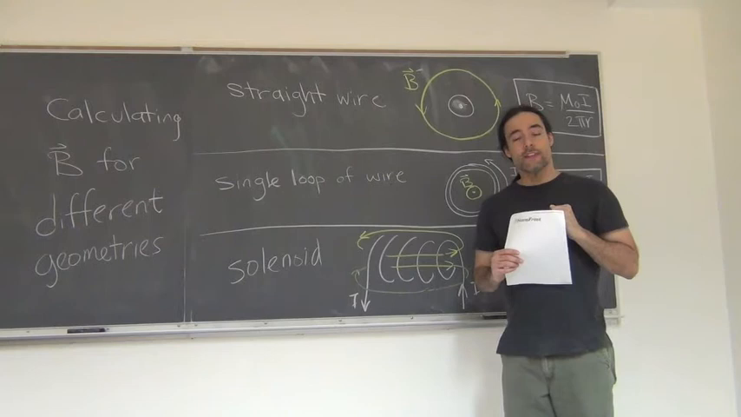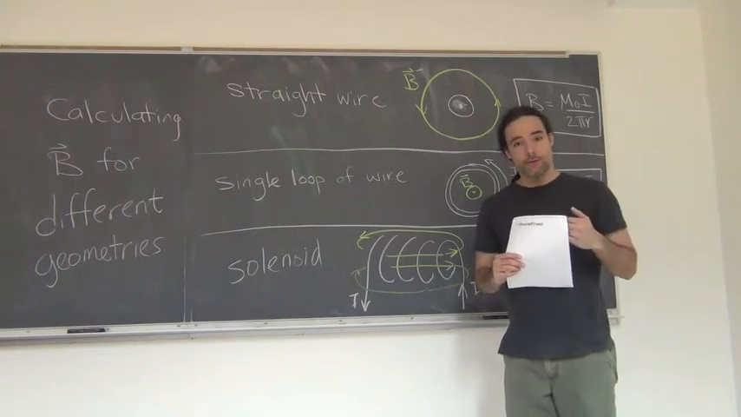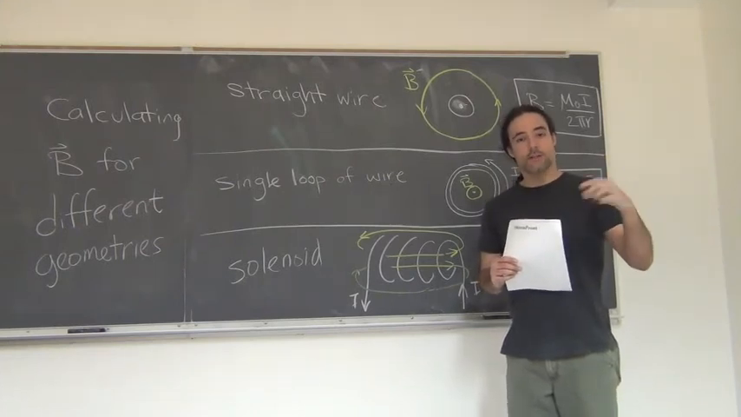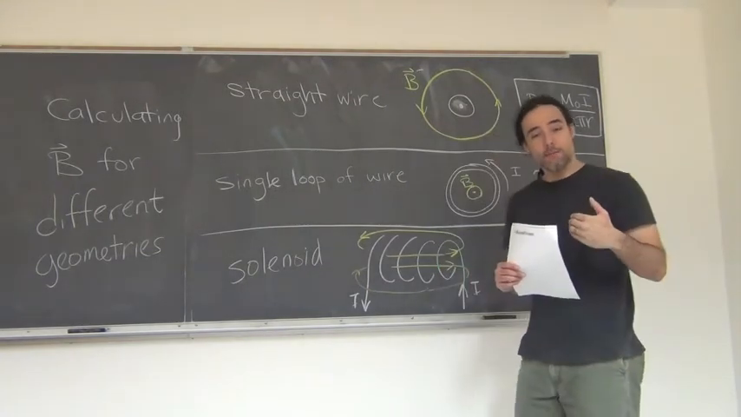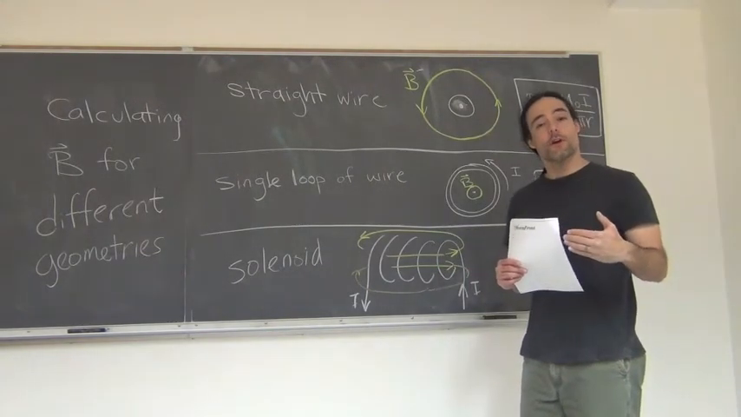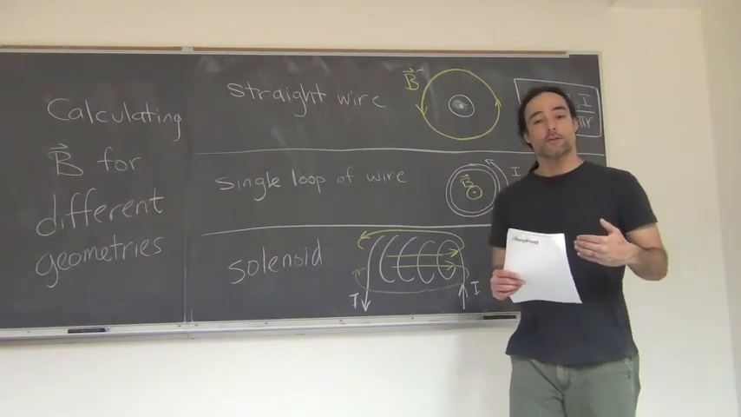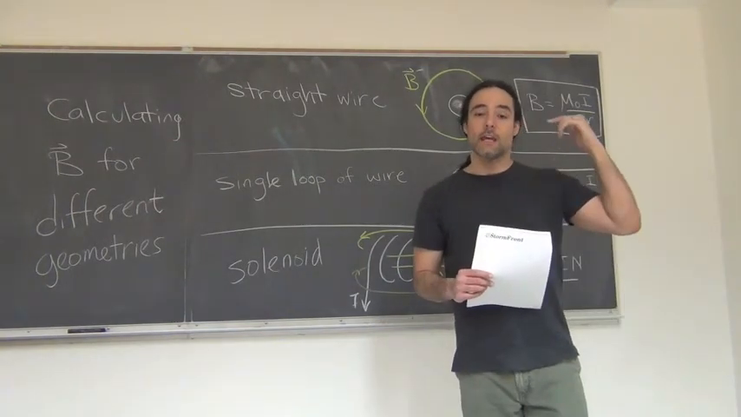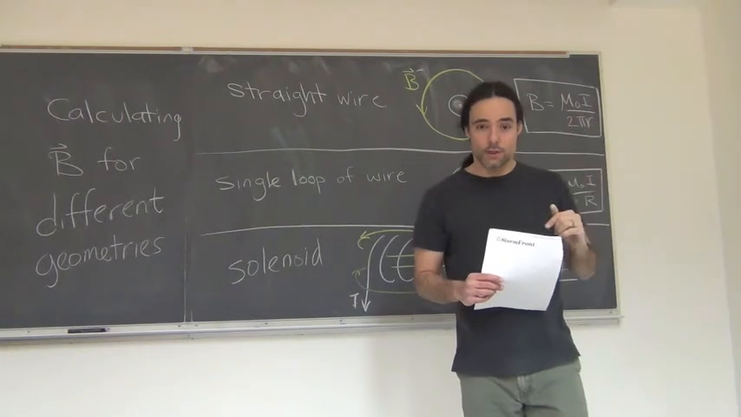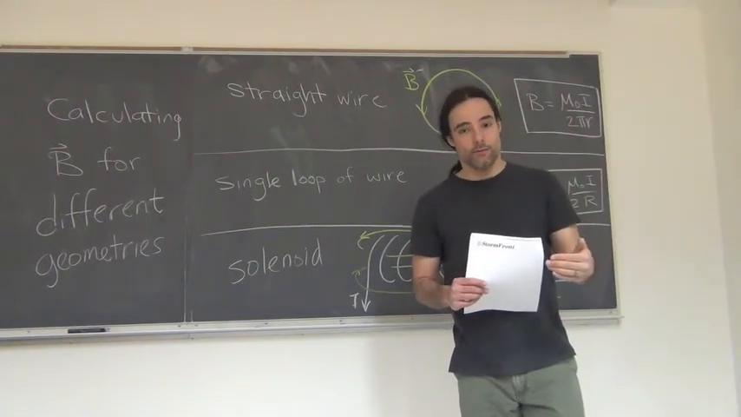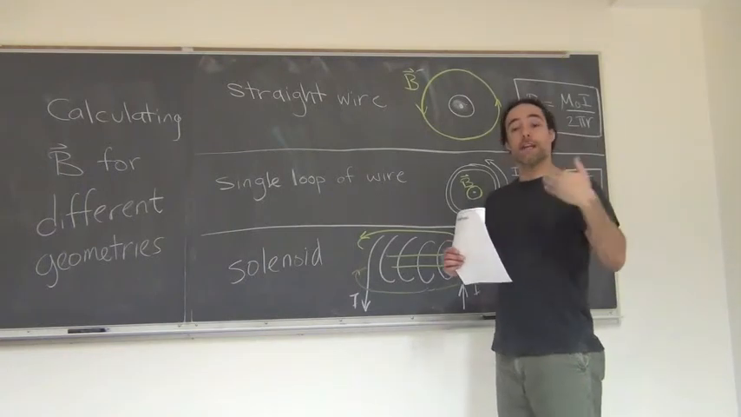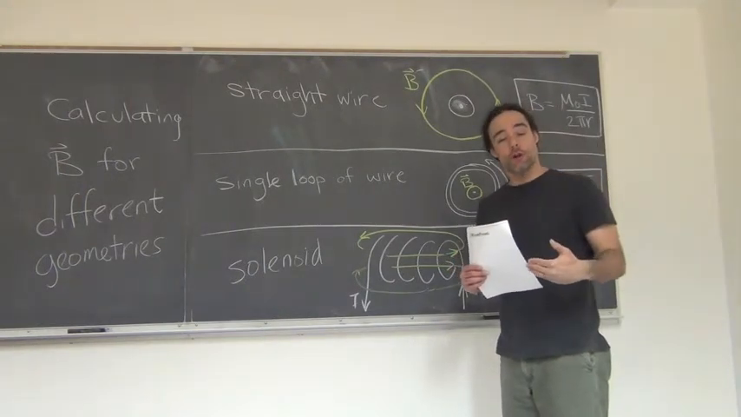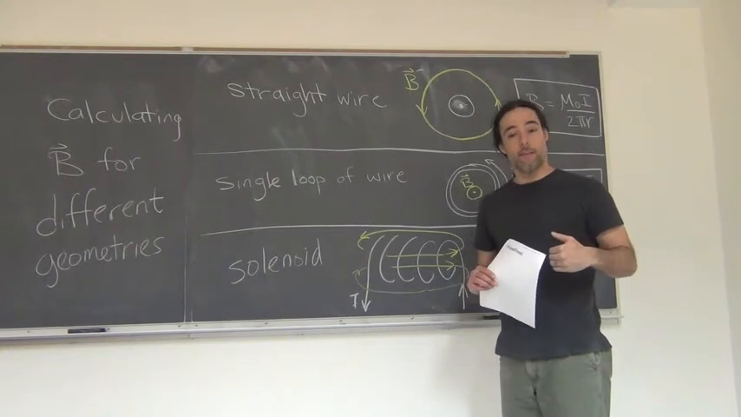Just as we computed the electric field for different geometries, for point charges and for flat planes of charge, we can do the same thing for different geometries of current. So we have this mantra: moving charges create magnetic fields. And depending on the geometry of those moving charges, we're going to get different values of that magnetic field.